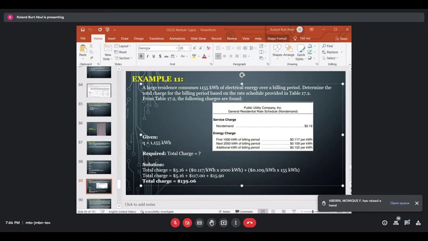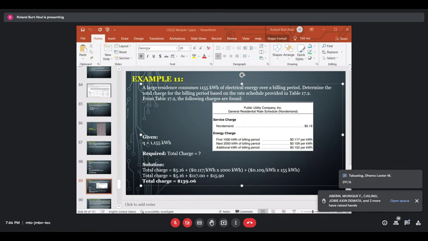So, what if, guys, our consumption for the residential building is 3,500 kilowatt hours? How much should be the total charge for the residential building? Use the same table for your rates. Yes, Jason. 391.16, sir.